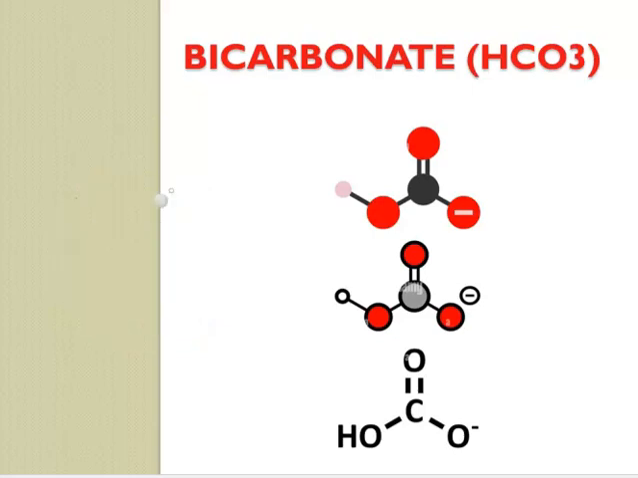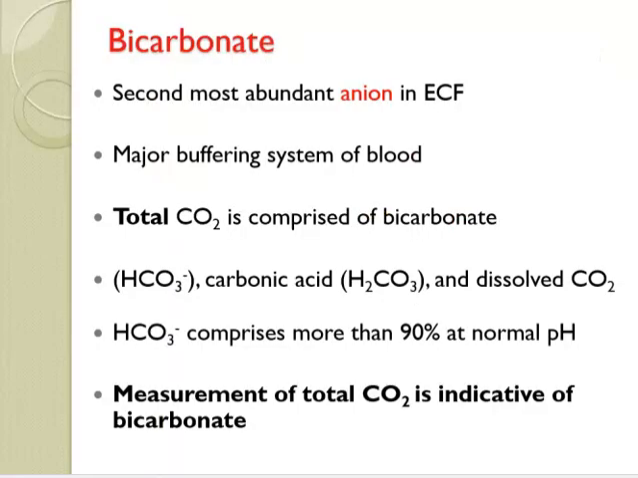The next electrolyte we're going to discuss is bicarbonate. Bicarbonate is the second most abundant anion in extracellular fluid. It's the major buffering system of the blood, so it helps maintain the pH homeostasis of blood. Total CO2 is comprised of bicarbonate, so you will hear bicarb and CO2 used interchangeably.